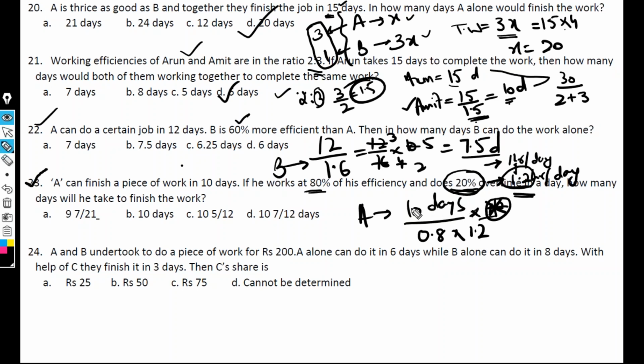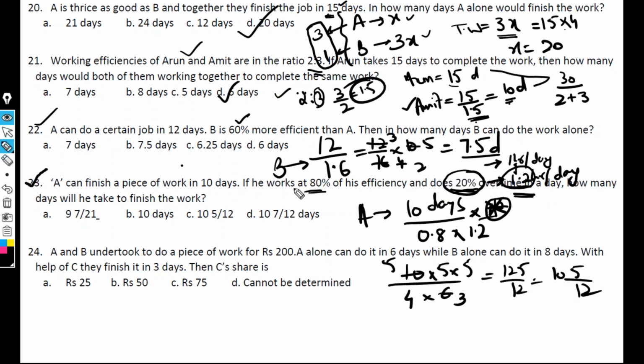Is it clear, everyone? So the answer comes out to be 10 upon 0.8 into 1.2. When you simplify it, it is 10 upon 4 by 5 into 6 by 5. So 2 3 is 6, 2 5 is 10, resulting in 125 by 12, which is equivalent to 10 whole 5 by 12. So your answer C is correct. Is it clear?